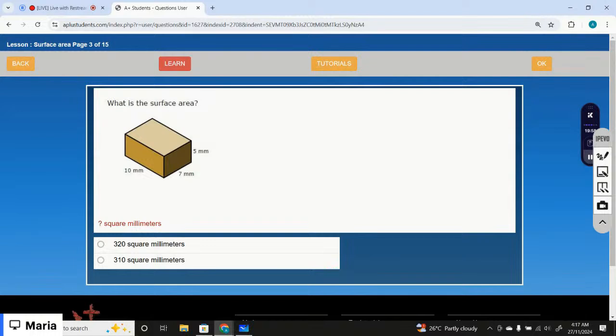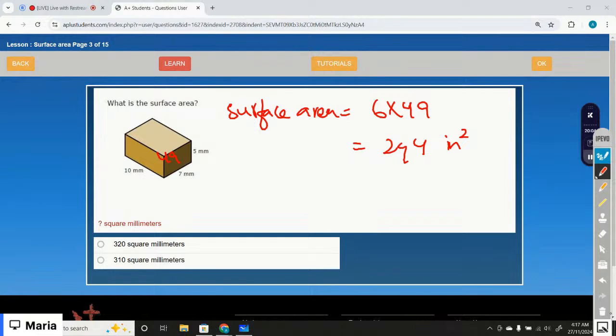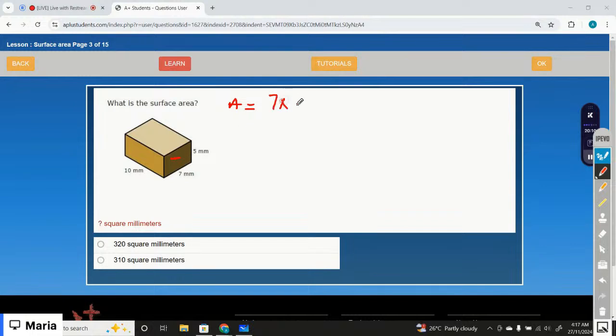What is the surface area? So let's just calculate the surface area of each face and then add them. So start with this face. This face has the dimensions 7 and 5. 7 times 5 makes 35. So the other face on this side has the same area, that is 35.